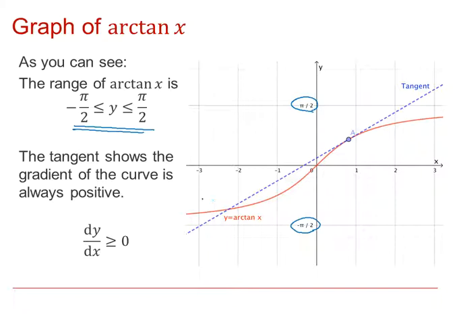And if we start to look at the gradient of this arctan graph, we can see no matter where you draw the tangent to this curve, the gradient will be at least 0. It never has a negative gradient. So the gradient is going to be at least 0, and that's a point that we're going to need to use later on in the presentation.